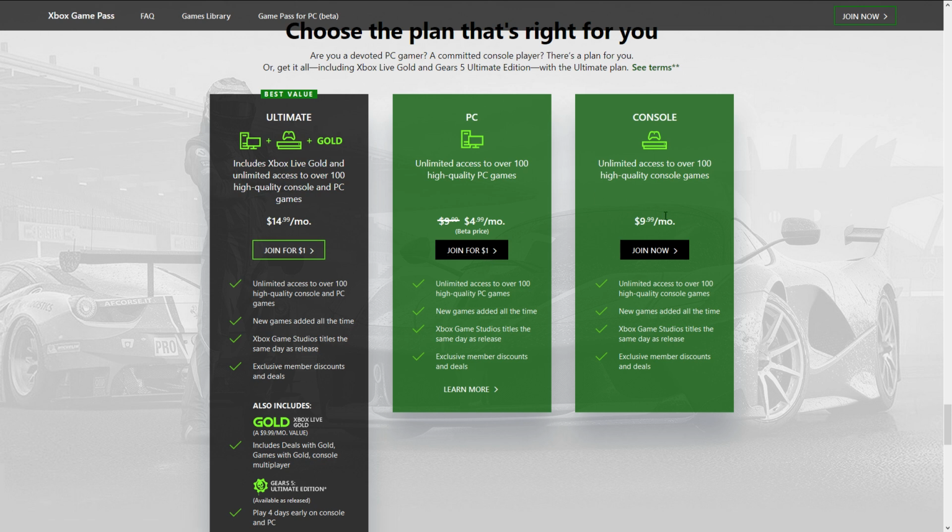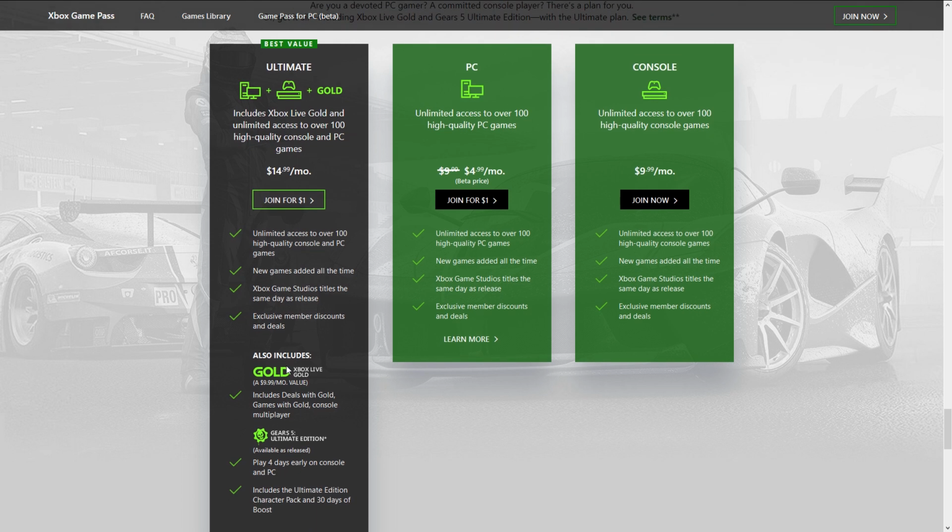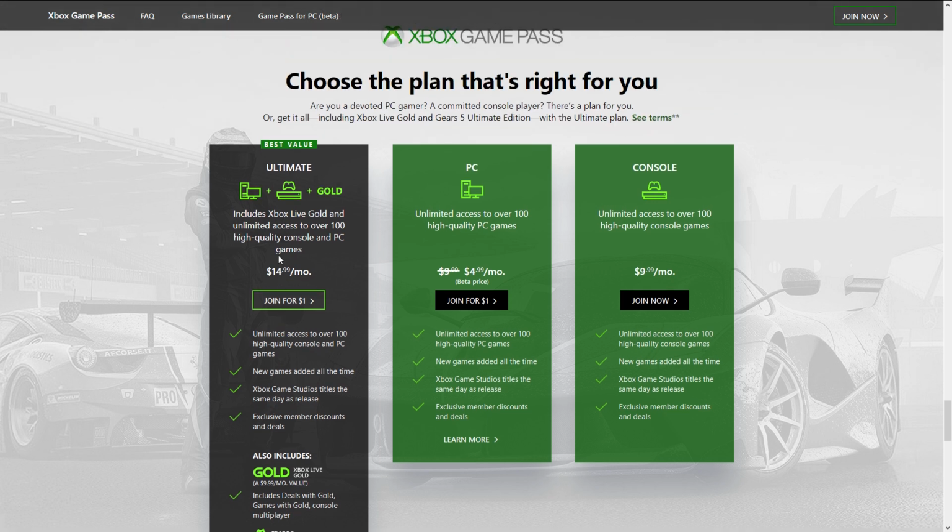On console, it is $9.99 a month, and they have the ultimate value plan, which is basically everything. So PC, console, and the Xbox Gold membership as well. So all of this included, and you pay $14.99. So a combination of this, but you also get Gold. So if you have an Xbox, you play on Xbox, and you also have a PC, then yeah, this would be great. For us, $5 a month, this is about $3.29 in India.